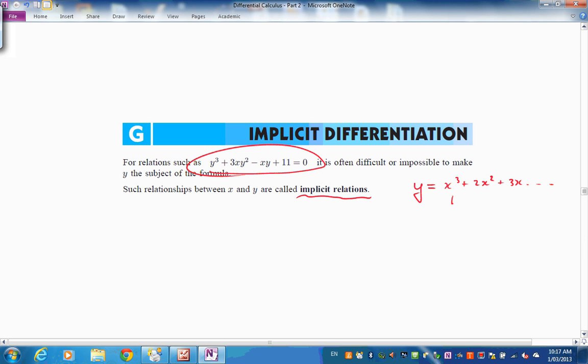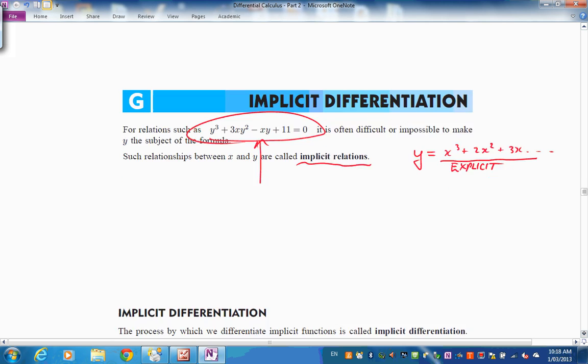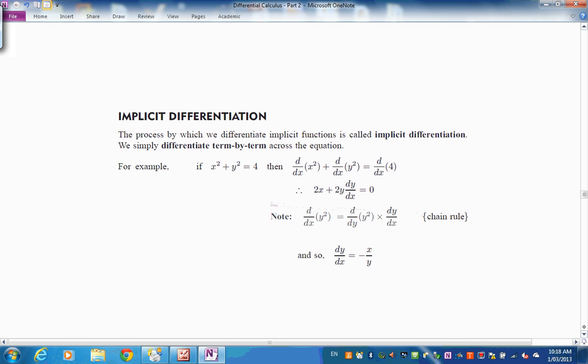That's an explicit statement, and we just dy by dx it, don't we? We differentiate it using our rules. Now you can't do that. There's too many y's here. You actually can't separate the y's in this function to get a y equals. So what do you think we might do with it? Let's go down and have a look.